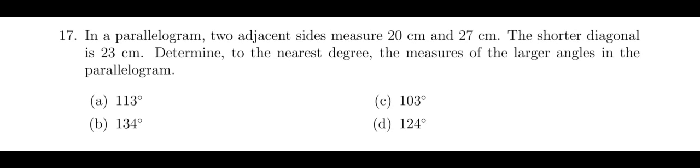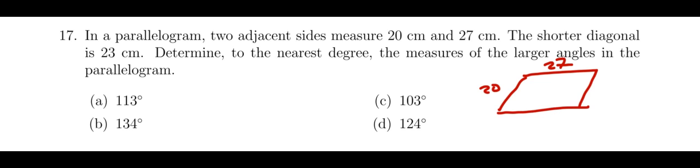In this question we read: in a parallelogram, two adjacent sides measure 20 centimeters and 27 centimeters. Okay, we kind of have to draw this one out. So 20, 27, and then it says the shorter diagonal is 23 centimeters. So that diagonal right there will be 23 centimeters.